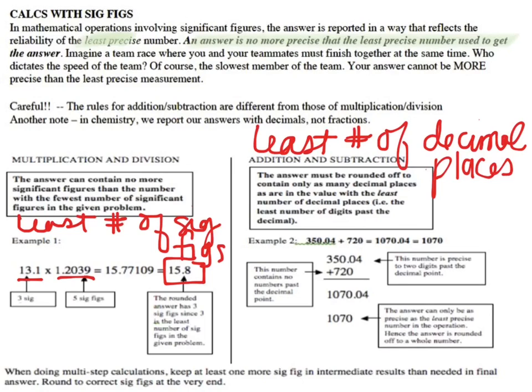When you're doing multi-step, multiply, divide, subtract, all these things, you're going by order of operations. Your last operation is going to tell you what your significant figures are going to be. If you added last, then you are going to go by decimal places in your answer. So order of operations will dictate whether you go sig figs or decimal places.